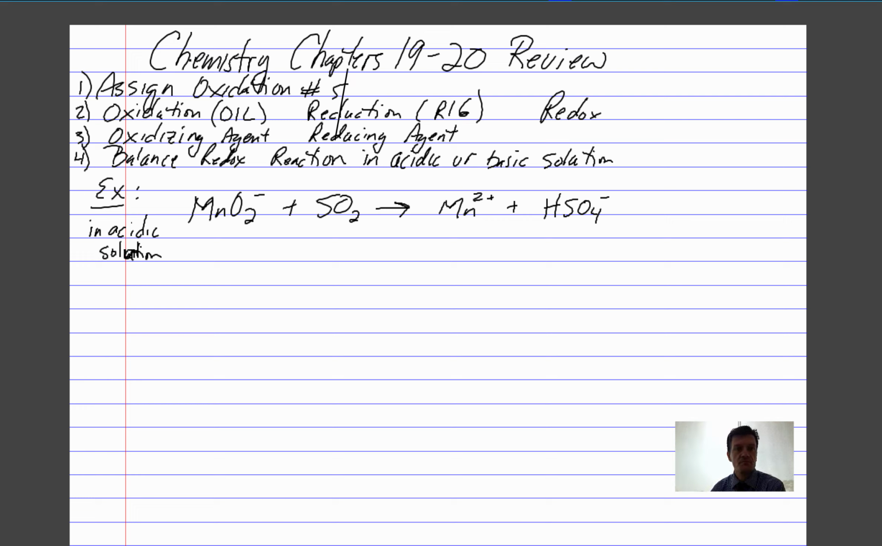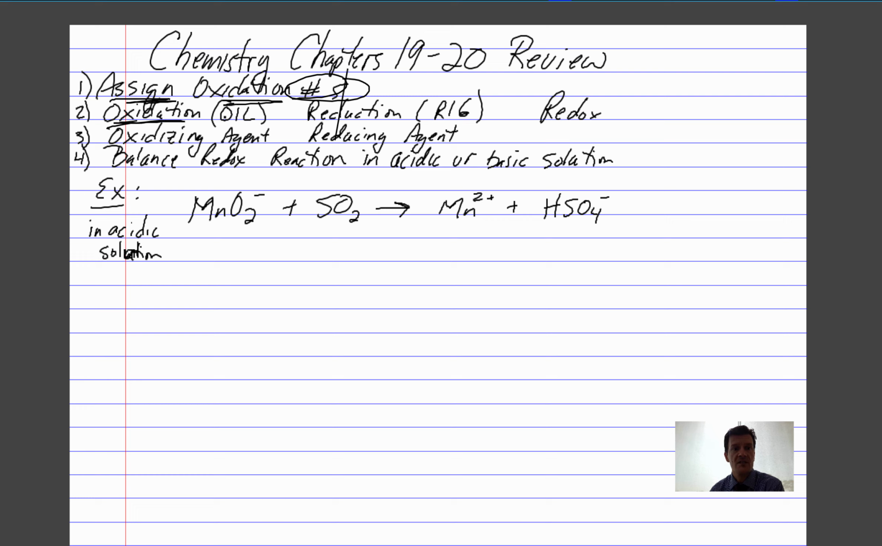So let's look at, in particular, things that you have to do from chapter 19. You have to be able to assign oxidation numbers, because that's really the only way that we can determine if it is truly a redox reaction. You have to see a change in oxidation numbers. One particular element's oxidation number has to go up, that's oxidation. A different element or another atom has to be reduced, meaning the oxidation number goes down. It's going to gain electrons.